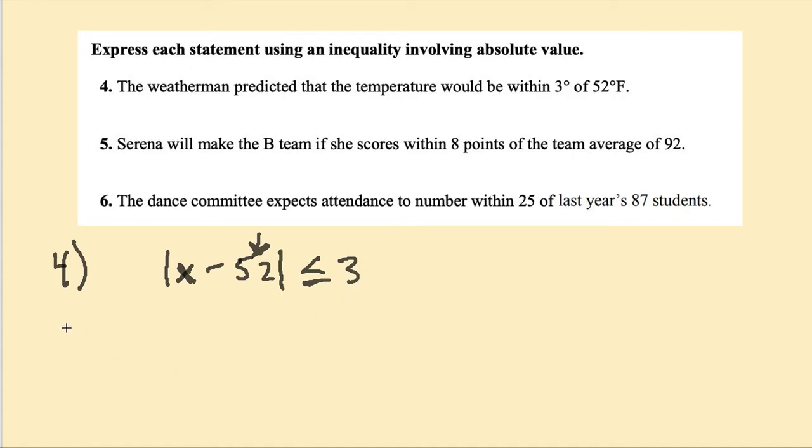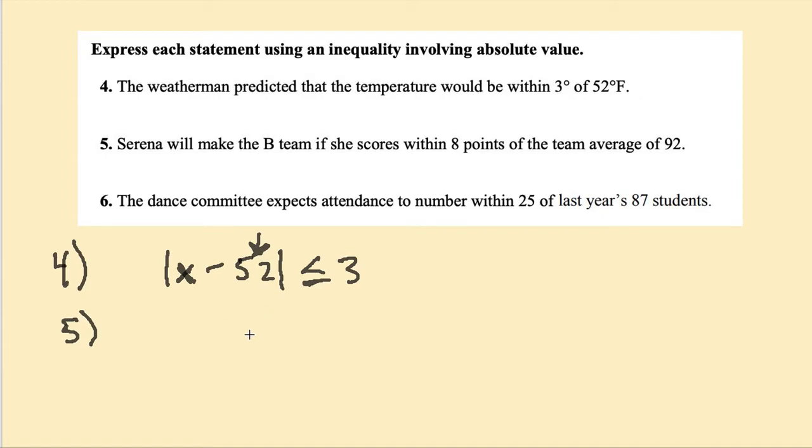Okay, so let's try 5 and see if we can make some sense out of that again. Serena will make the B team if she scores within 8 points of the team average of 92. So if she scores within 8 points of the team average of 92, what they're saying is the range of that is from 84 to 100 points.